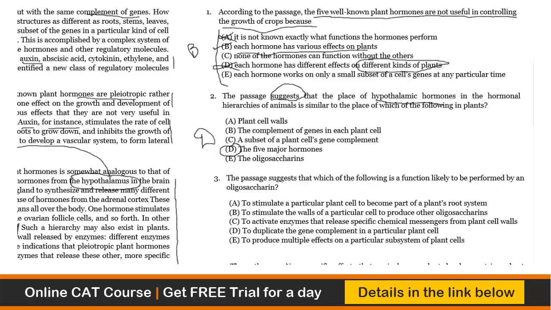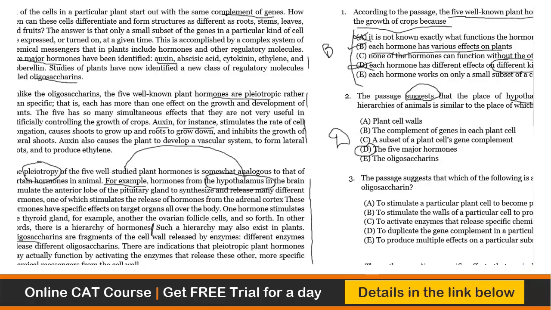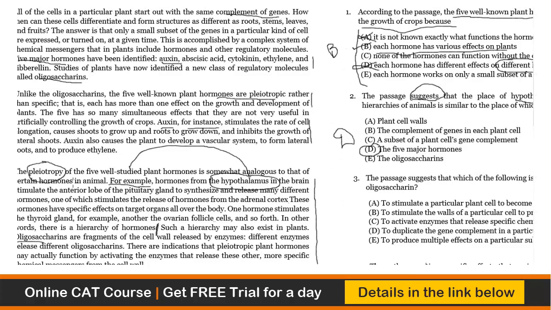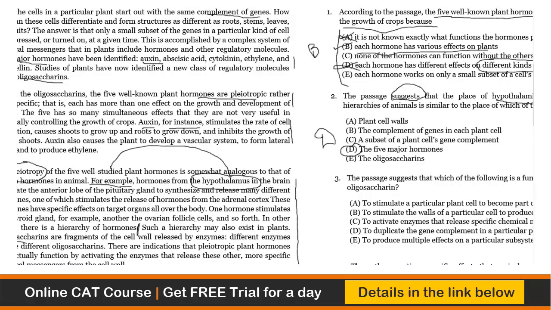See, once the comparison is clear, there is no need for you to cross question anything. And it is explicitly given that the pleiotropy of the five well-studied plant hormones is somewhat analogous to that of certain hormones in animals. And the example is hypothalamus. That means hypothalamus is analogous to the pleiotropy of the five well-studied hormones. That means the places are comparable. If there is analogy, it means there is comparison.